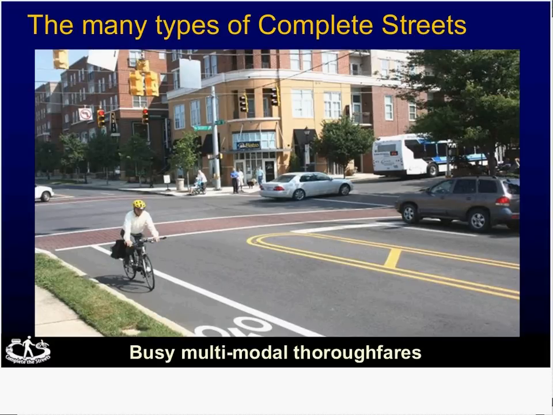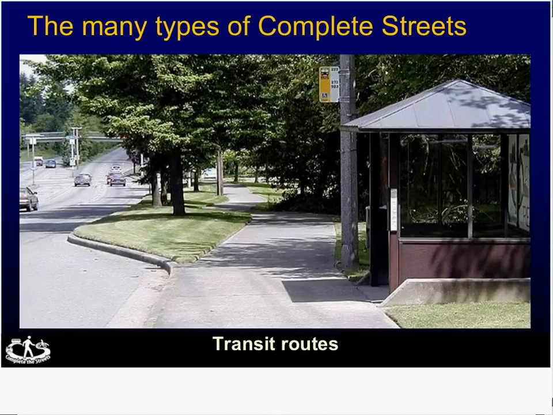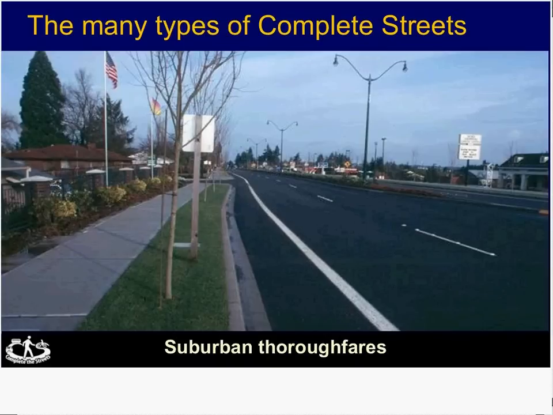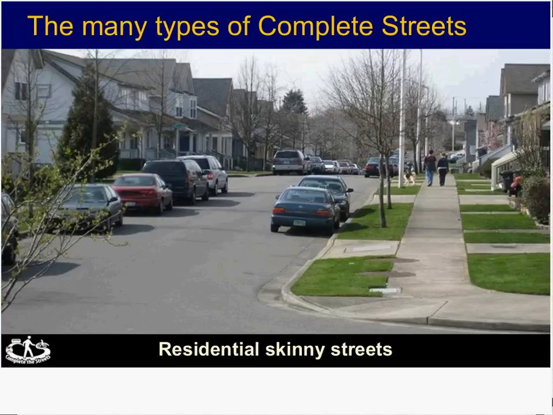If we get into urban areas, obviously on a busy multimodal roadway like this one, the bike lane is very important. We have to make sure we accommodate all the different users. Transit routes, having a good bus stop, a bus shelter, and a good way to access that shelter is also very important. This is often what people will think of when they think of a complete street, a suburban thoroughfare with multiple lanes and bicycle lanes. Yes, this is a good design, although I would point out that most people would probably not want to live on a street like this that probably carries a lot of traffic.